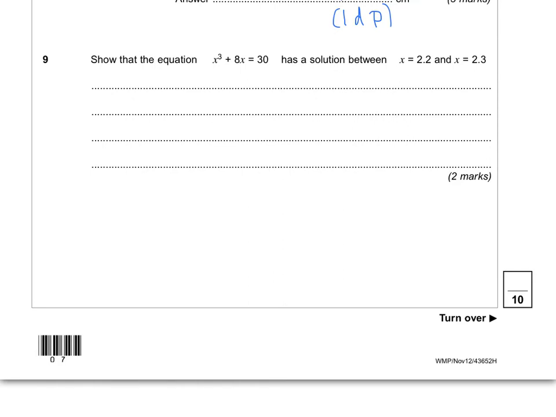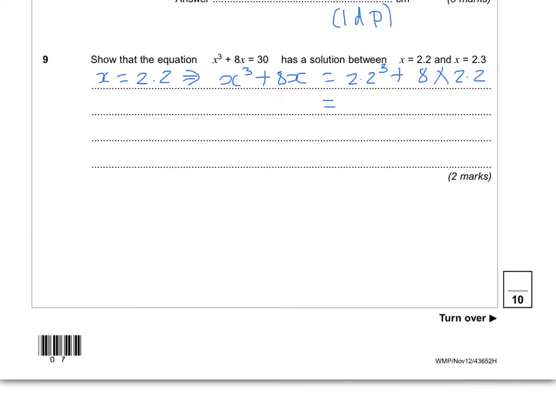Question 9. Show that the equation x cubed plus 8x equals 30 has a solution between x equals 2.2 and x equals 2.3. So what we're going to do is substitute in x equals 2.2 first of all into this equation. So x cubed plus 8x is then equal to, if we type this into our calculator, 2.2 cubed plus 8 multiplied by 2.2.